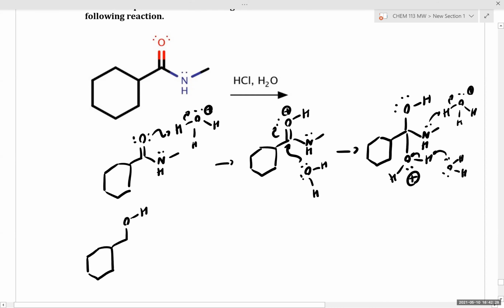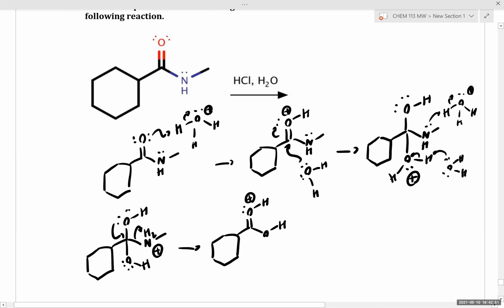From here now, we have everything prepared for our next step, where we lose our leaving group and we regenerate our desired carbonyl. This gives us our protonated carboxylic acid, which is a highly acidic species, which can be deprotonated by water. That in turn gives us our desired carboxylic acid product.